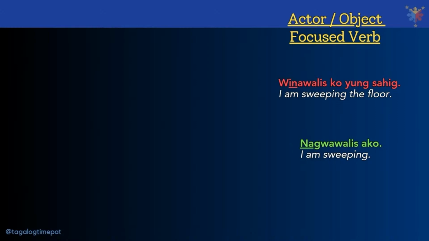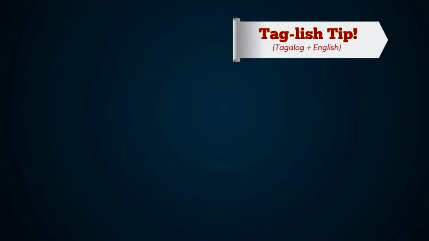I am sweeping. Now the focus is on me, the subject. I am sweeping. What are you doing? I'm sweeping. So here, when it's an in verb, it's an object-focused sentence. Versus when it's a mag verb, it's an actor-focused sentence. So very interesting there. Alrighty, let's finish it off with this Taglish tip.